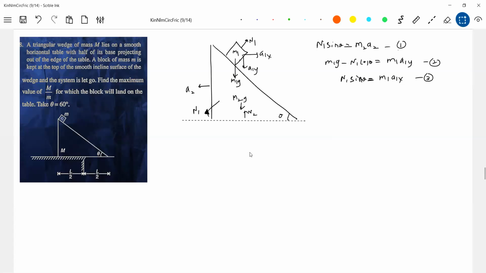Anybody? In the ground frame, I think we cannot solve. That's why usually all these problems in the textbook are shown with respect to the wedge frame, the motion of the block. Is it like that? Also, we can solve.